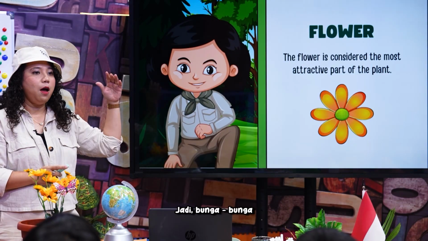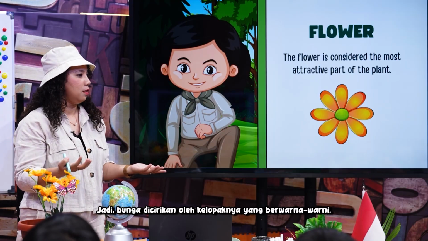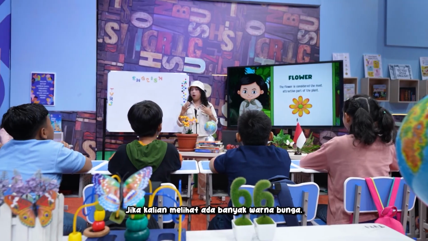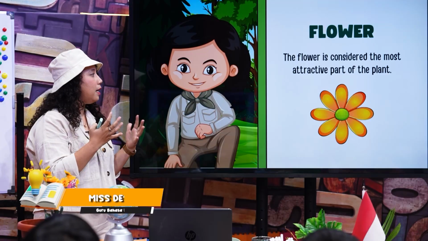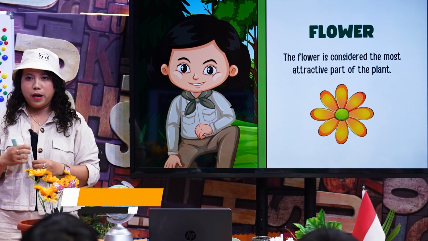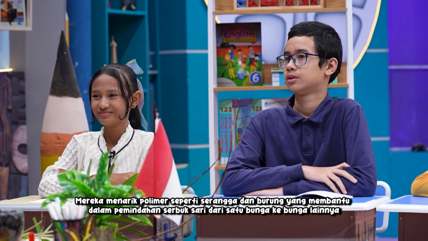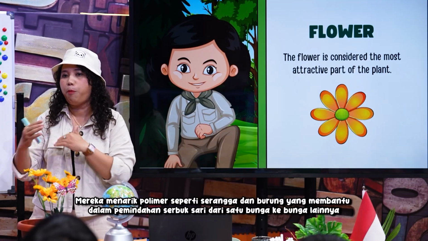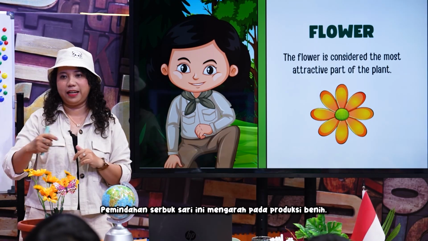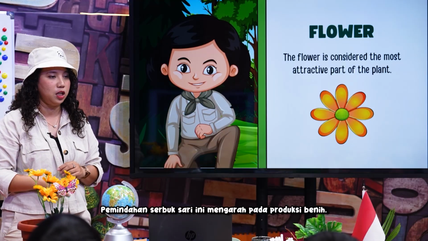Okay, so flowers are characterized by their colorful petals. If you see, there are a lot of colors, ya, of the flowers. Banyak macam warna untuk bunga, ya kan? They attract pollinators like insects and birds that help in the transfer of the pollens from one flower to another. Okay, this transfer of the pollens leads to seed production.